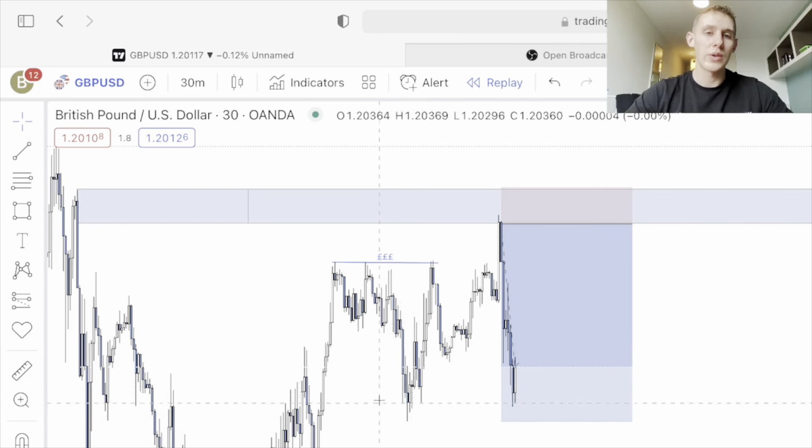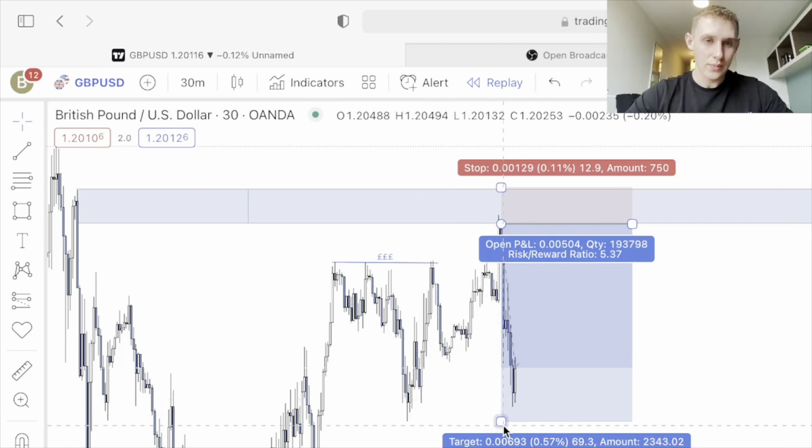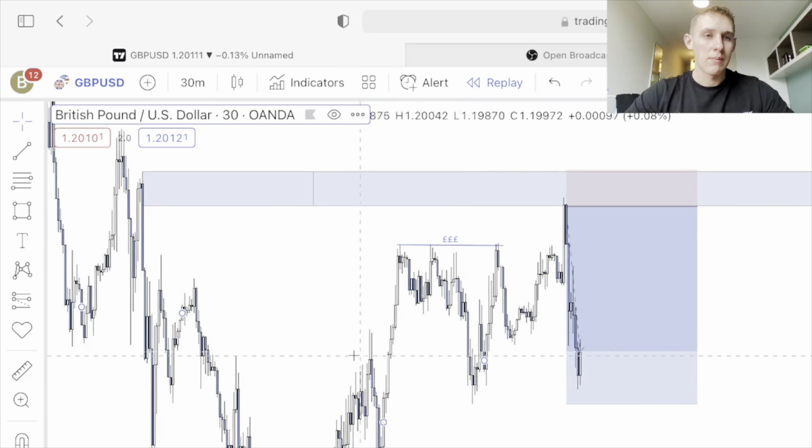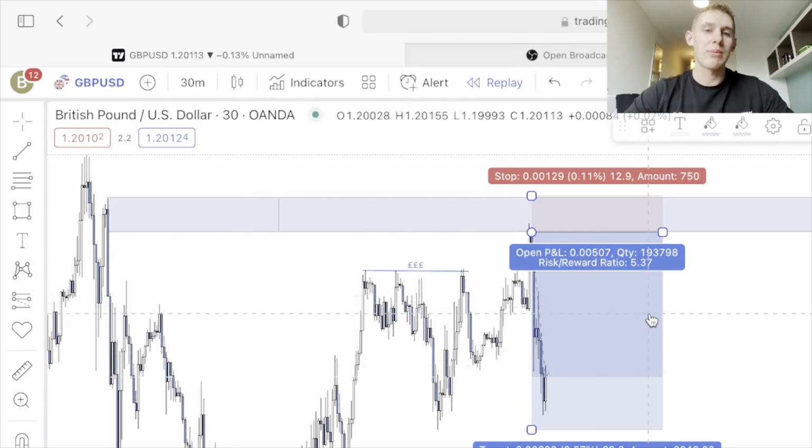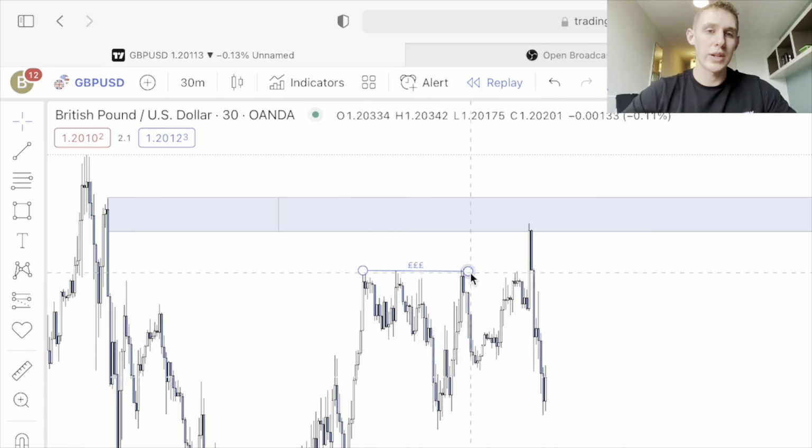You basically want to have your targets where the next point of liquidity is. So this is a point of liquidity. There's a build-up of orders in this area, so price is likely to react from this level. So yeah, that is the first example of liquidity that I personally use in my trading.